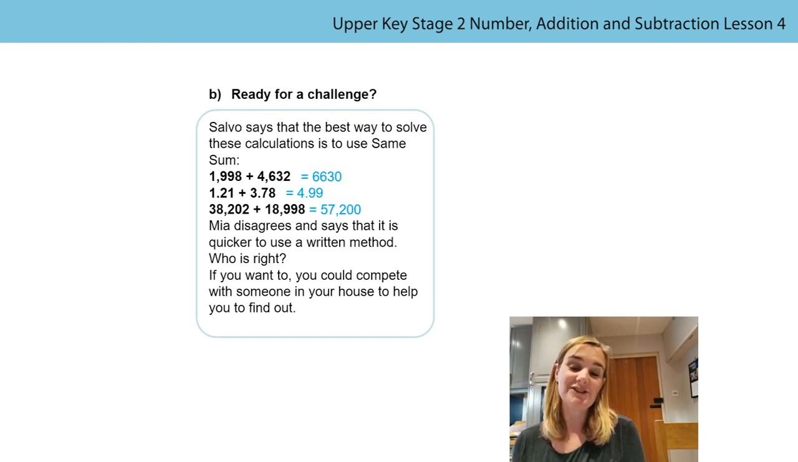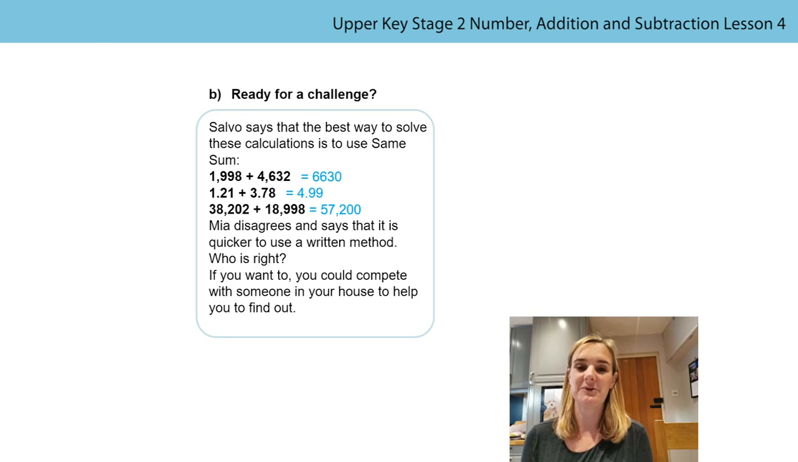I wonder, did you actually get round to competing against anybody, or did you just make a decision for yourselves? Well, anybody that knows me knows I am super competitive, so I decided to video myself working both of these out in both ways to see which was the quickest. The only issue is that for the same sum calculations, normally I would do those in my head, but I thought it was a little bit difficult for me to prove to you how quick that could be. So I had to write them down, which slowed me down a little, but we'll see which one was the fastest.